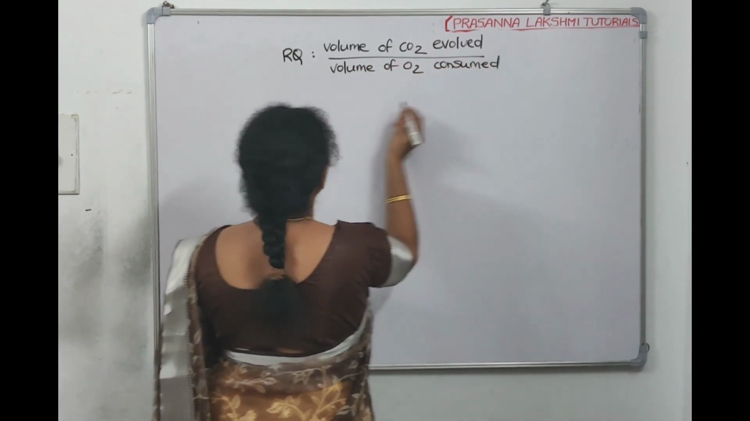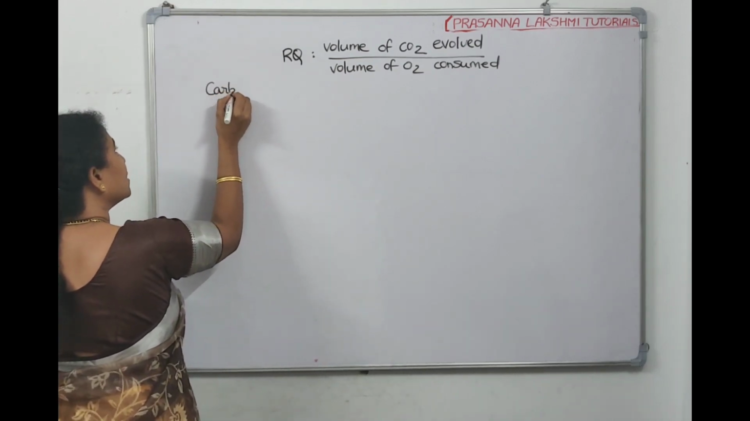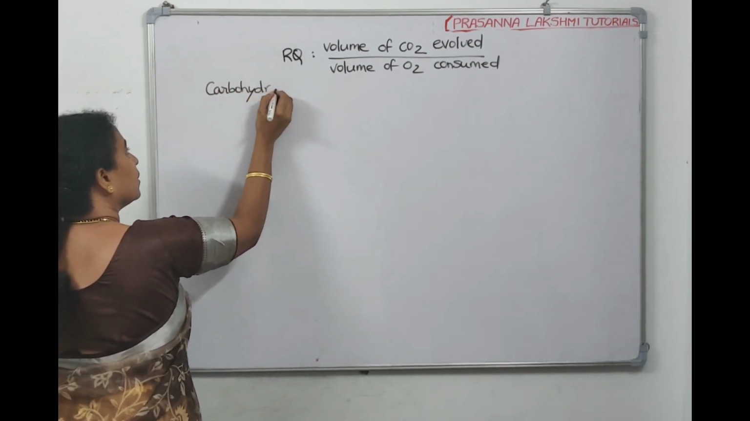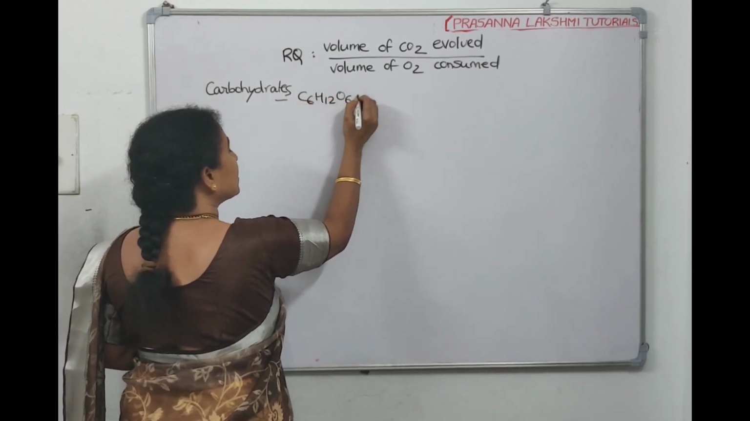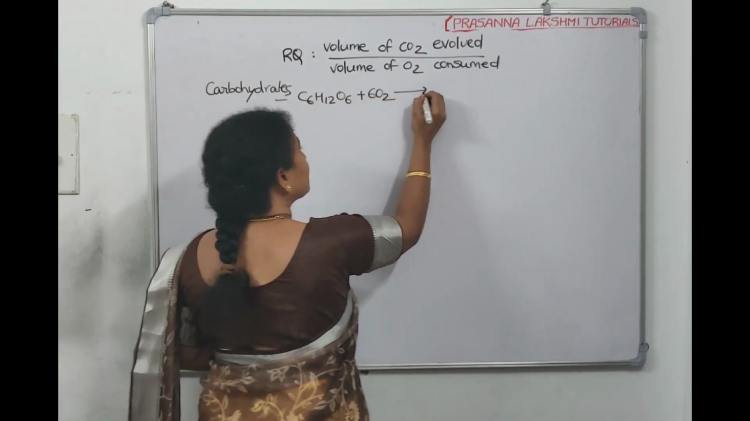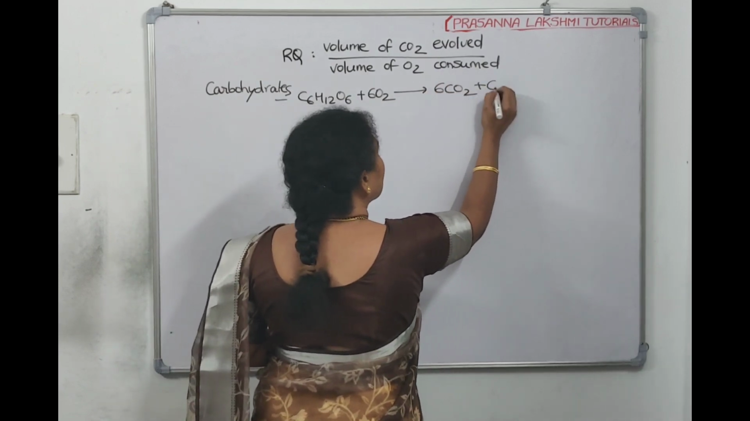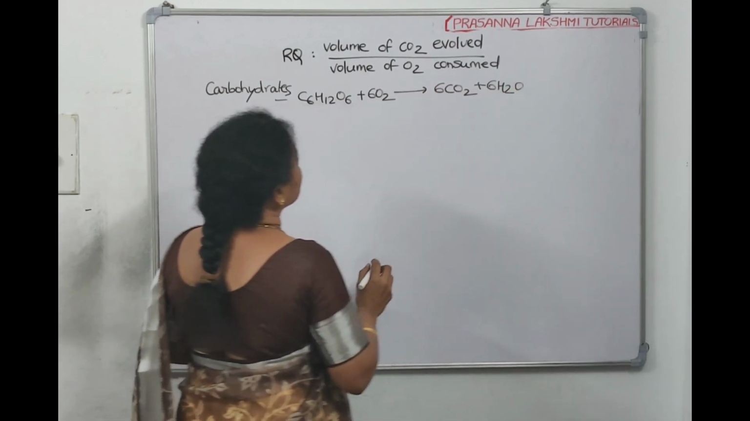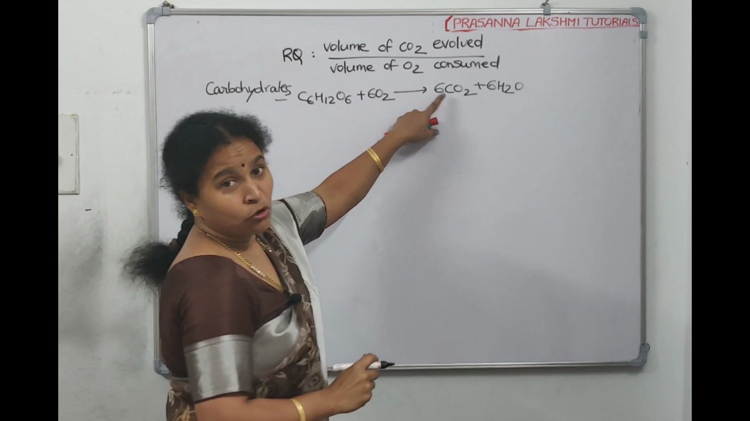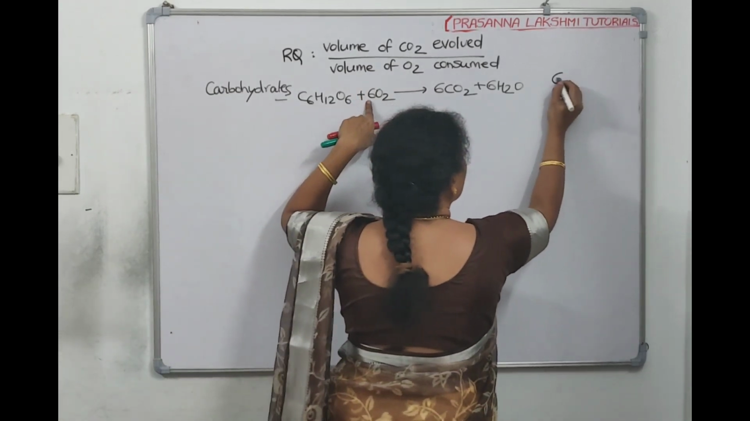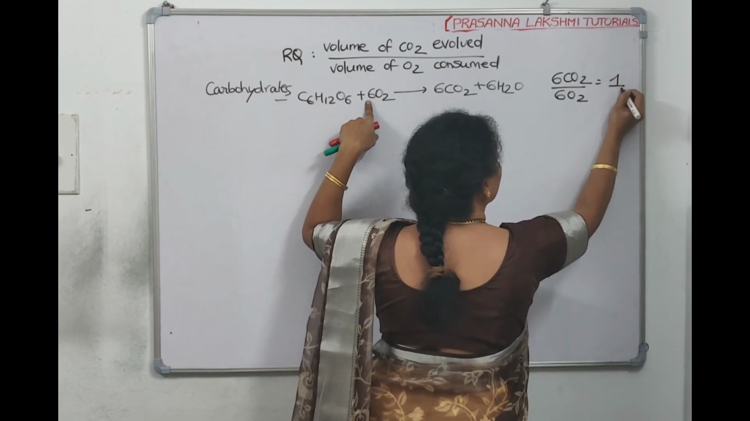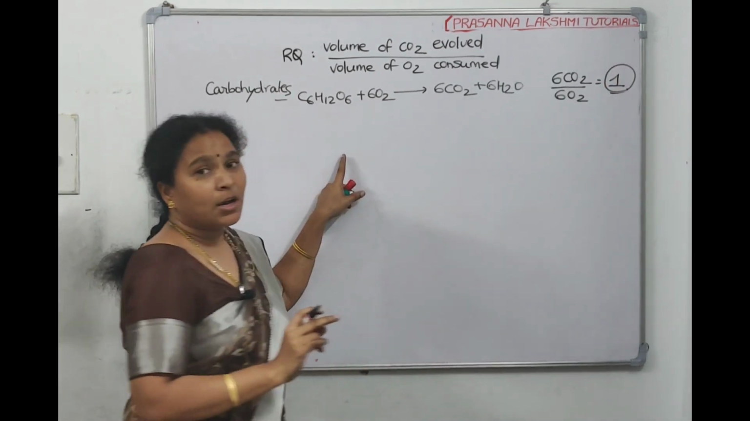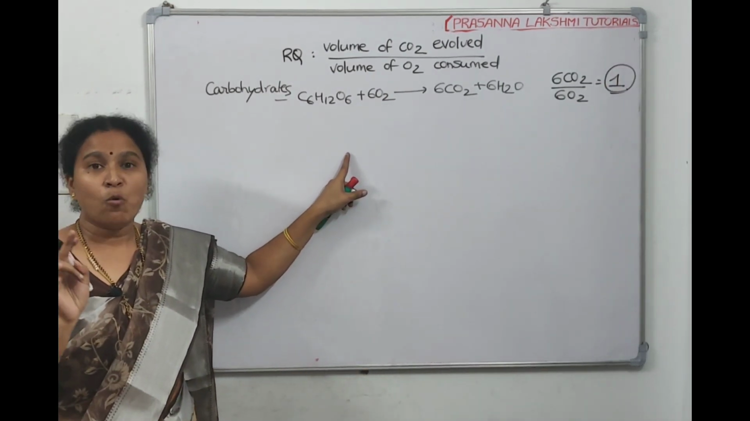Now, if you take glucose, for carbohydrates, C6H12O6 plus 6O2 gives rise to 6 CO2 plus 6 water molecules. That means 6 CO2 by 6 O2, right? 6 CO2 by 6 O2. So the RQ value will be 1. For carbohydrates, the RQ value will be 1.